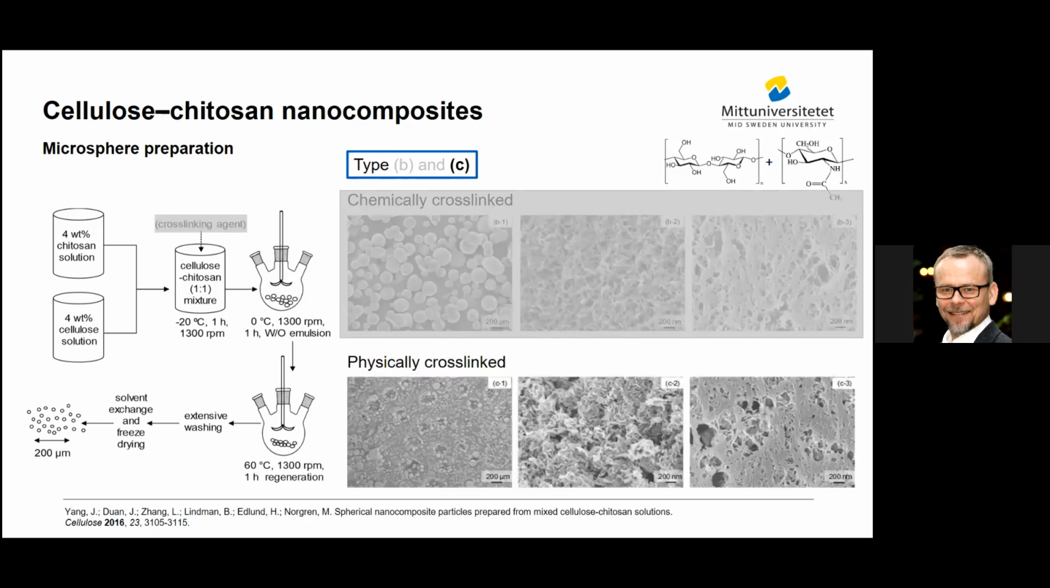And if you then do another route, you take away the cross-linking agent and do the same procedure. You can actually make the same kind of particles without any cross-links. And then you get this kind of physically cross-linked ones that you get due to this intermolecular mess that you will have. You will have the polymer chains intermingled and regenerated together.